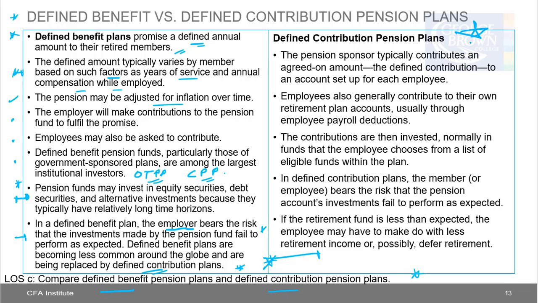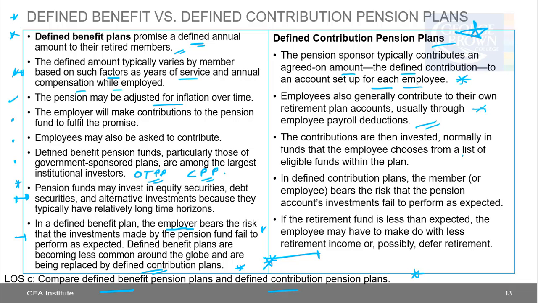Moving over here to defined contribution plans, the pension sponsor typically contributes an agreed upon amount. That's the defined contribution, and it might be some percentage of salary to an account set up for each employee. Employees also generally contribute to their own retirement plan accounts, usually through further payroll deductions, okay? These contributions are then invested, and those decisions are typically made by the employee. They're given some choices, and they have to choose. I'm going to choose a growth fund, et cetera.